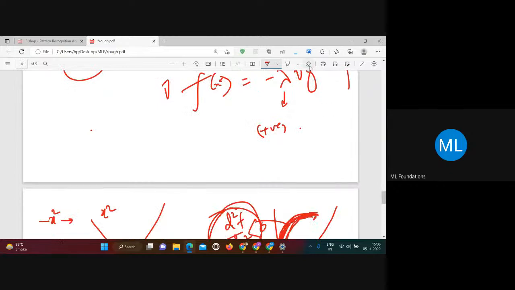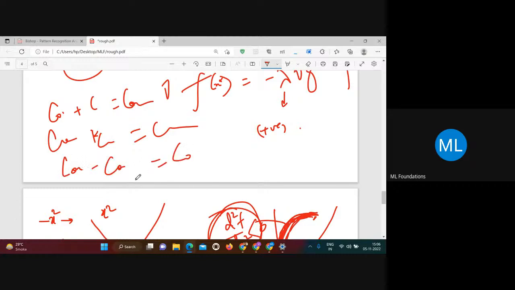There are some basic properties also that I can remember. Concave plus concave is concave, and convex plus convex is convex. Concave minus convex is concave, and convex minus concave is convex. So whatever the first term is will be the final result.